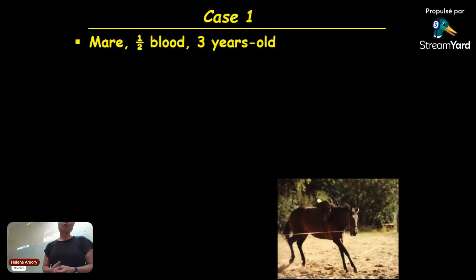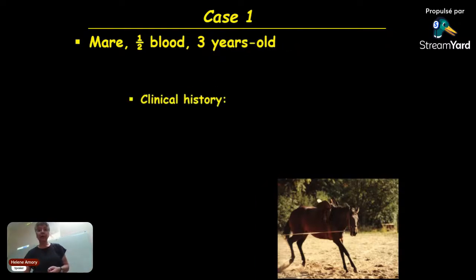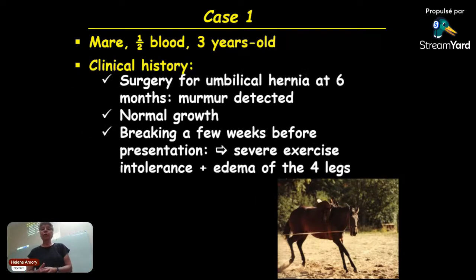First case, I don't know if you had the opportunity to read it. It's a half-blood mare, the kind of horse we have a lot in Belgium. I think here also in Brazil. She is 3 years old. The clinical history is that when she was 6 months old, she went to a very good clinic in Ghent. Ghent is the other faculty in Belgium. We have one faculty with French-speaking veterinarians and students, and another one with Dutch-speaking. That's why in such a small country we have 2 veterinary faculties.